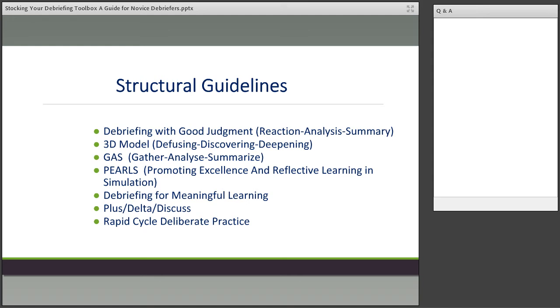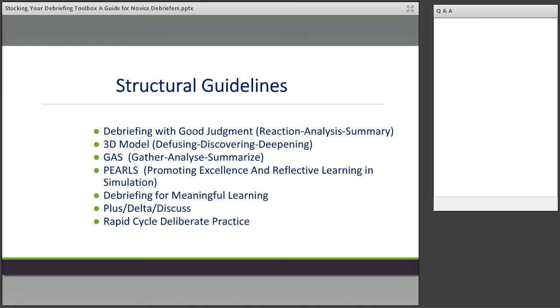I actually like this model if you were using it in nursing education, because that analyze phase really relies on you using evidence-based practice documents for going through your analysis of what students did. So I think it's a nice one that marries well with nursing education. Pearls, I may discuss this a little later on.